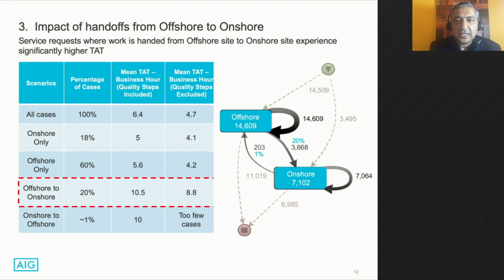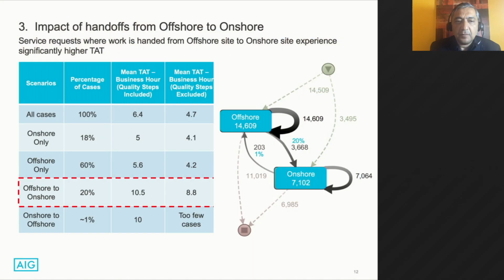And it tells you how much stuff is coming in, how much is being done by onshore, how much is being done by offshore, and then what is the corresponding impact on, let's say, turnaround time. So you can see, for example, that almost 20% of the work is going from offshore to onshore. So there's something that the offshore team is unable to process those 20% of the work. And what is the impact on, let's say, the turnaround time?